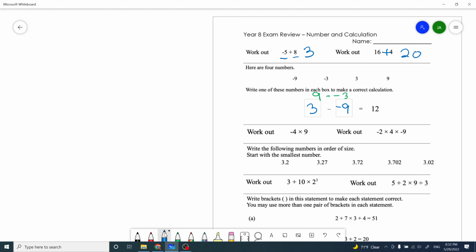Okay, so next we have some multiplication with negative numbers. Negative times a positive is going to give us a negative answer. So then we just look at 4 times 9, which is 36. So our answer is going to be negative 36.